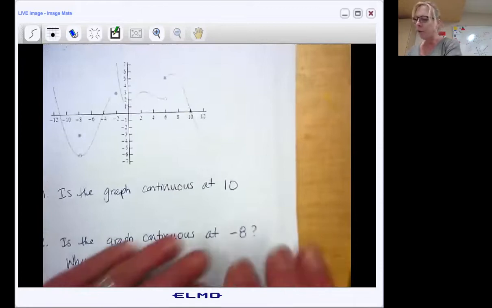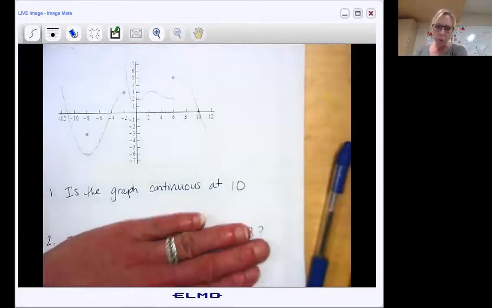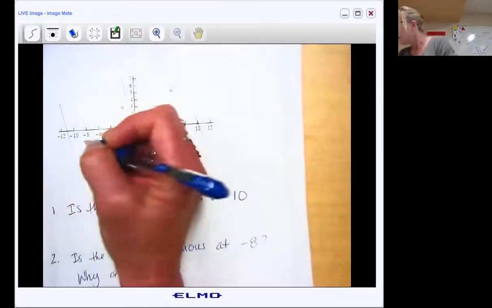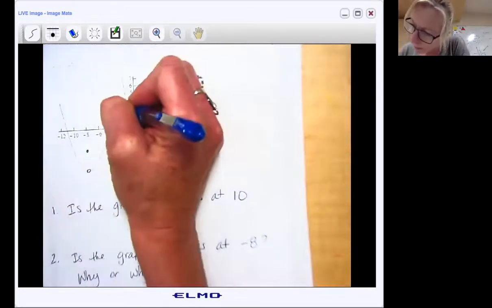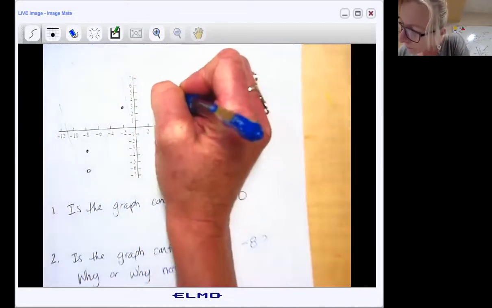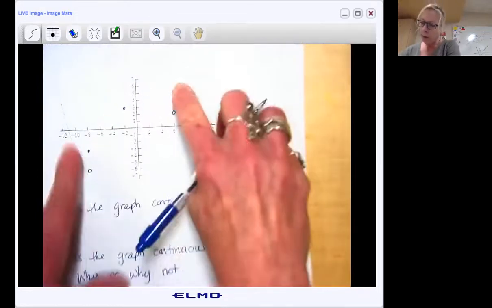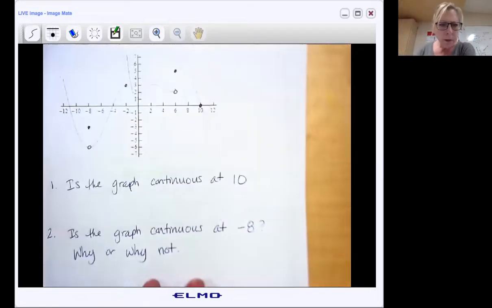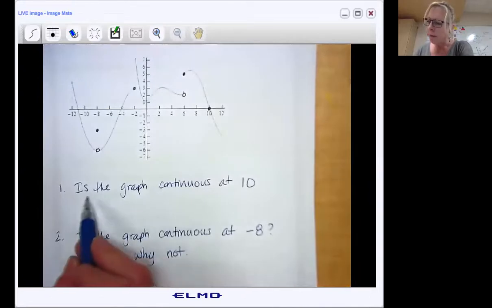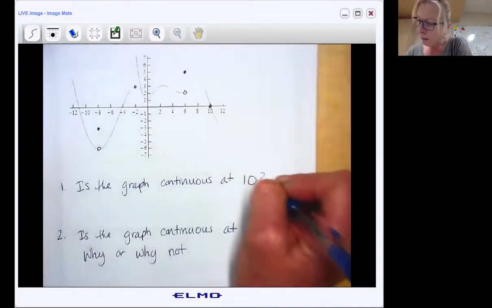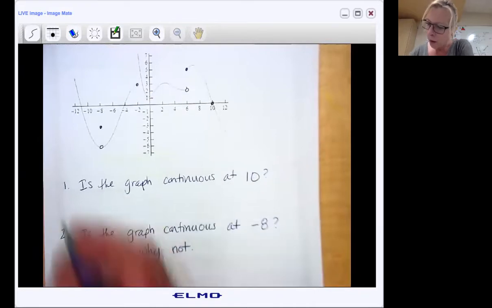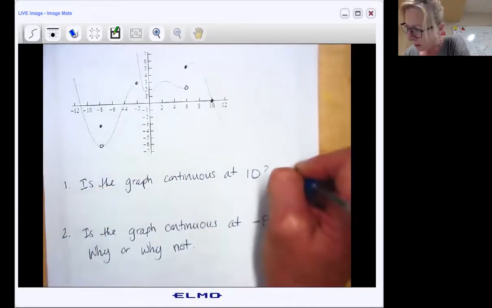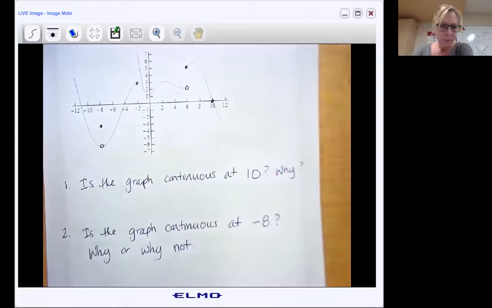Okay, so these are going to be your 2 questions. So this is going to be your first 2 multiple choice questions. This graph is only going to exist here. And this is the graph we looked at last week in class. So filled in, open, open. This is solid. All right. So the first multiple choice question, is the graph continuous at 10? And I'm going to ask you to state why. Or why not?